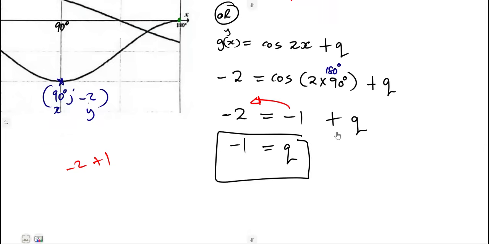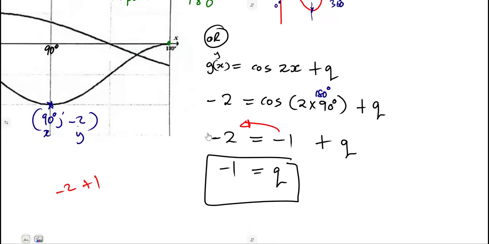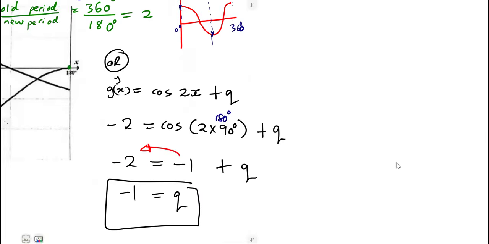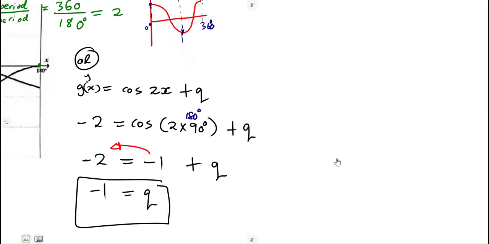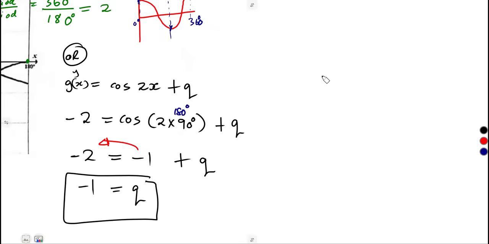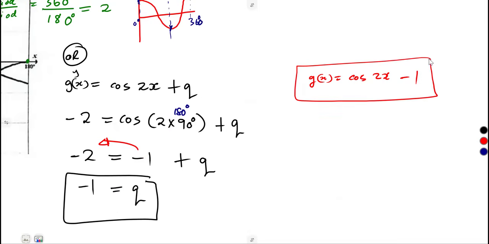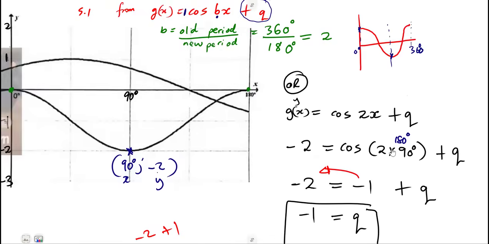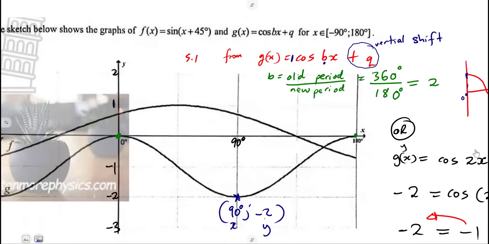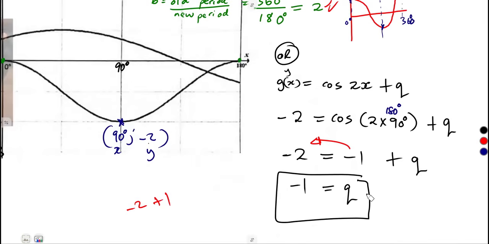Meaning to say, our g(x), the graph that we are given, we can write it here. So therefore our g(x) we can write as cos 2x. Remember q is minus 1, so plus and minus, that's a minus like this. All right, let's just leave it. The question is not about writing the functions, but about finding b and q. So this is our b and that's our q.